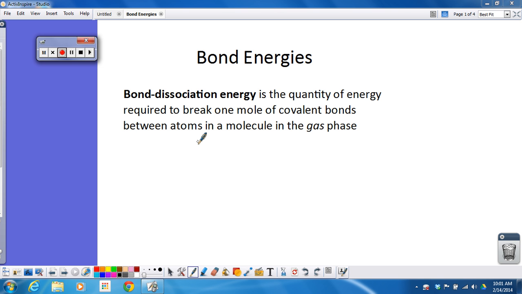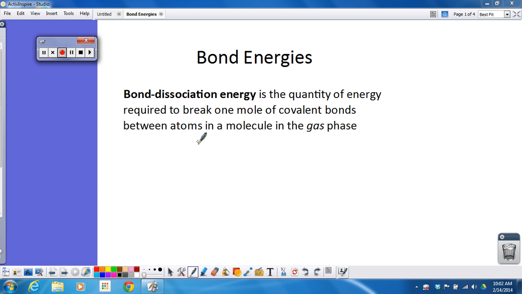So forming bonds is an exothermic process. Heat is always released when bonds are formed. Heat is always absorbed when bonds are broken. And whether or not an overall reaction is endothermic or exothermic just depends on whether the bond breaking or the bond formation absorbs or releases more energy.